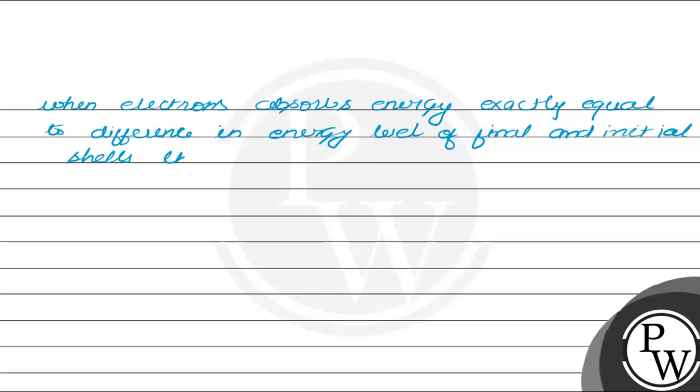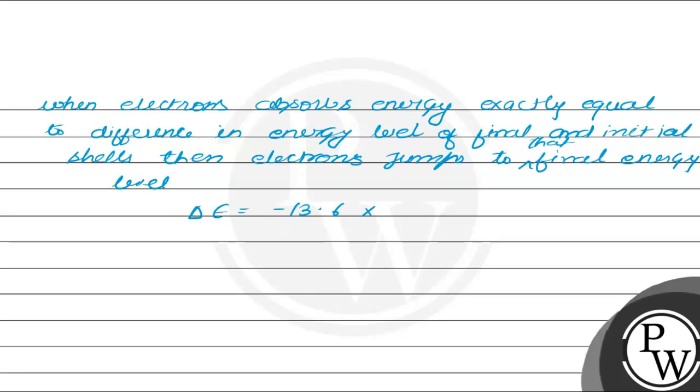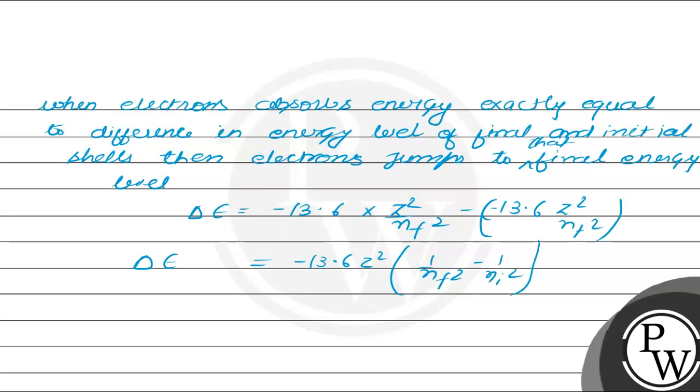then the electron jumps to that final energy level, and this difference in energy can be written as minus 13.6 into Z square upon n final square minus 13.6 Z square upon n initial square. So students, यहाँ से हम लिख सकते हैं minus 13.6 Z square is common, 1 upon n final square minus 1 upon n initial square. So students, this is the value of delta E.